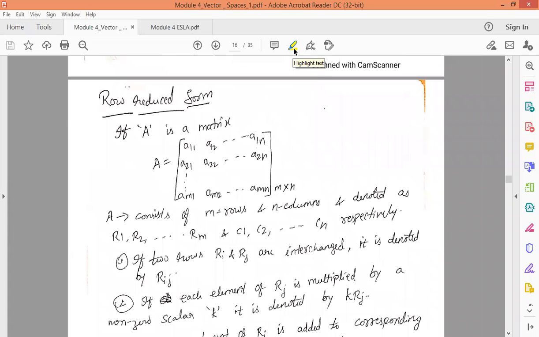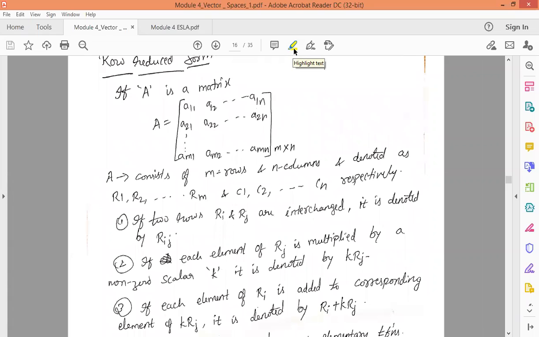Next, coming to the row reduced form. As I told, it is also called the echelon matrix, or simply the row echelon matrix. Suppose you are given the matrix A, defined as A11, A12 up to A1n, and similarly Am1, Am2 up to Amn, a matrix of the order m into n. Then you can say this matrix A consists of m rows and n columns, which are denoted as R1, R2, Rm and C1, C2, Cn respectively.